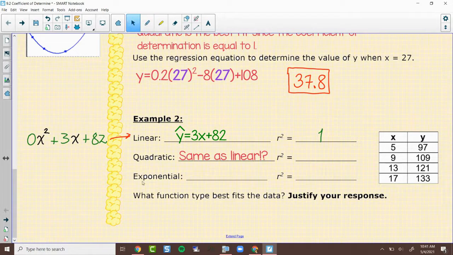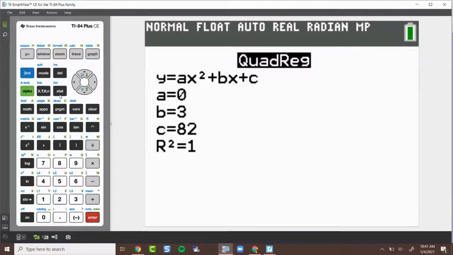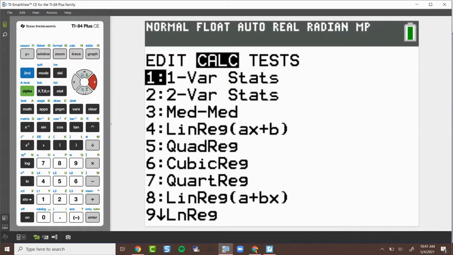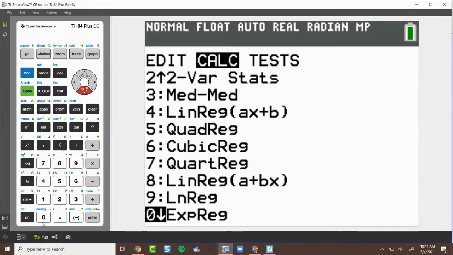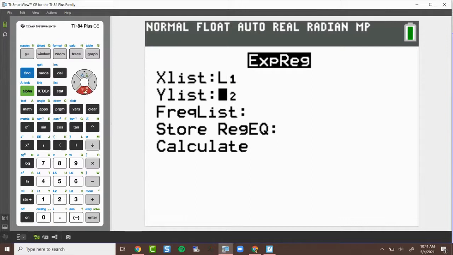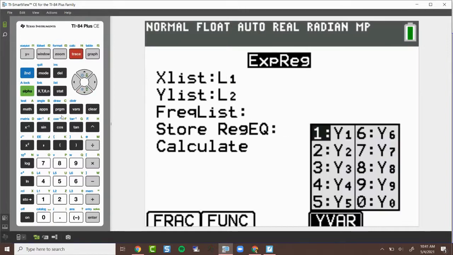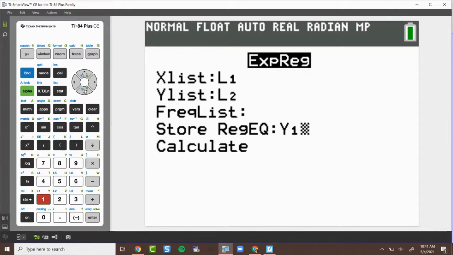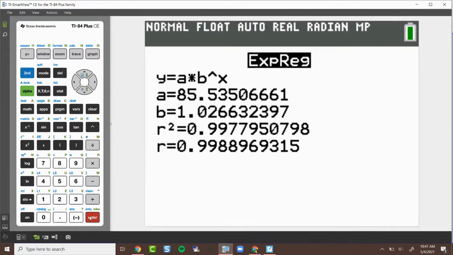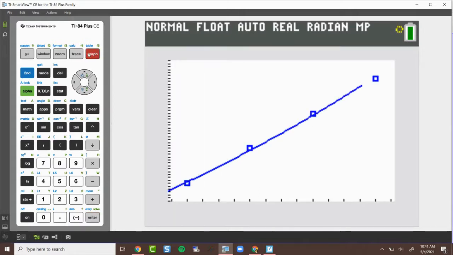All right, let's go ahead and check the exponential. This is our last option. Maybe this one will be even better. Who knows? If you don't remember, your exponential is option 0. Again, feel free to store this equation. So if you want to see what it looks like, always hit calculate though. All right, ooh, r squared is 0.99779. I'm going to hit the graph.